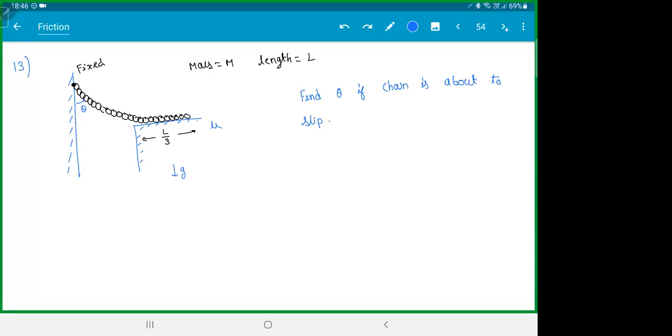This is an easy one. Aditya, I think you are right. Aryan, you're wrong. Others, I want answers here. Everyone should type. Try. I'll give you a minute more. Just draw an FBD for the hanging part and an FBD for the horizontal part.